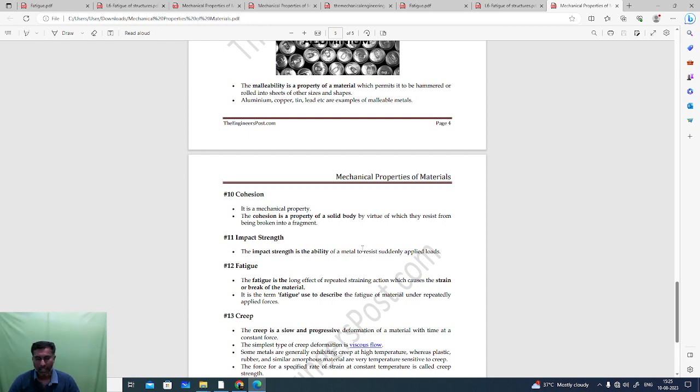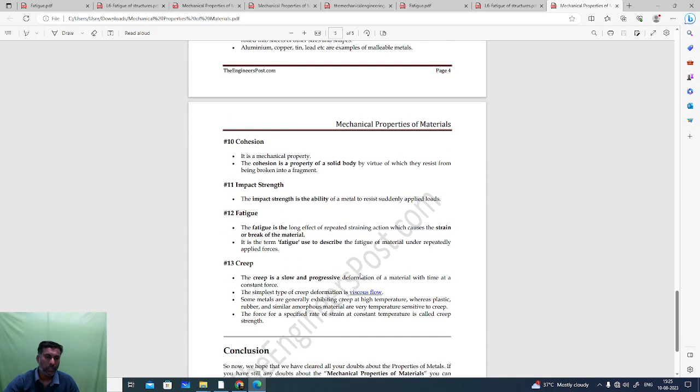Next one is creep. Creep is a slow progressive deformation of material with time at a constant force. Here uniform forces are considered. Creep is slow and progressive. Creep is a slow and progressive deformation of material with time at a constant force. Here creep should be considered over time. A simple type of creep deformation is viscous flow.